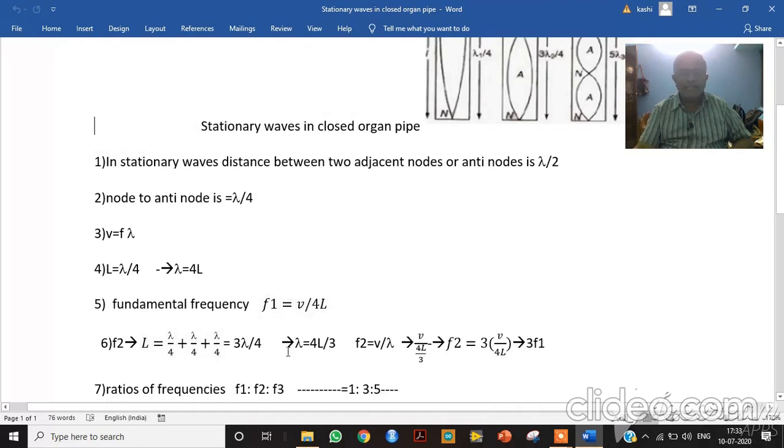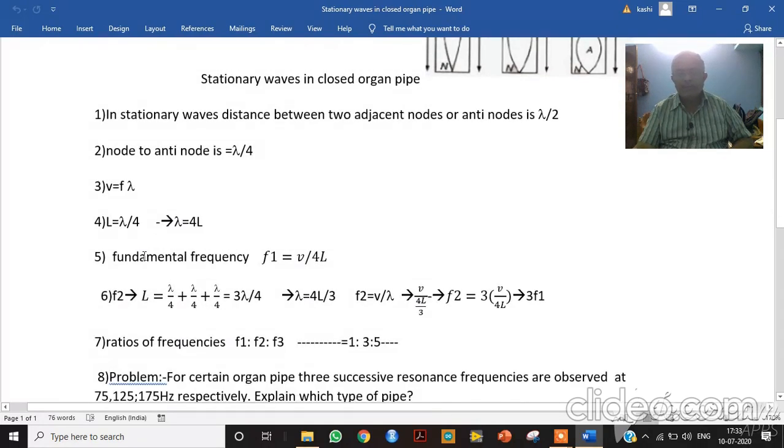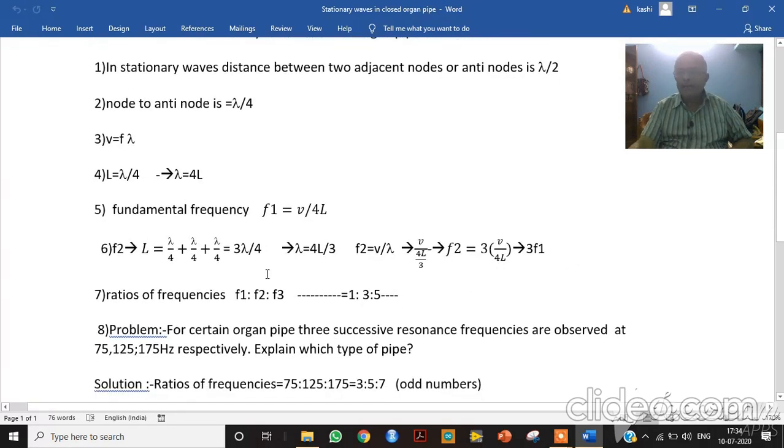From this you get lambda is equal to 4L by 3. From this you have to find the second frequency. So F2 is equal to V by lambda, so V by 4L by 3. So F2 is equal to, this 3 comes up to the numerator, so it becomes 3 into V by 4L. Listen to me. V whole by 4L by 3 becomes 3 times V by 4L. So this is 3F1.